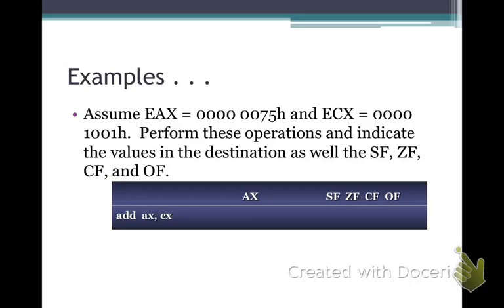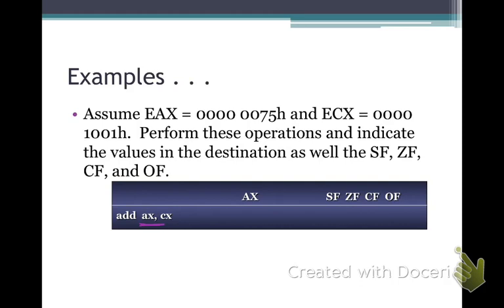Okay, we've done these instructions, but now that we know exactly how the instruction works, let's spend a little time on it. First, let's look at the instruction. This instruction is a 16-bit add. Why? The destination operand tells me so. The destination operand is a 16-bit register, therefore it is a 16-bit add.